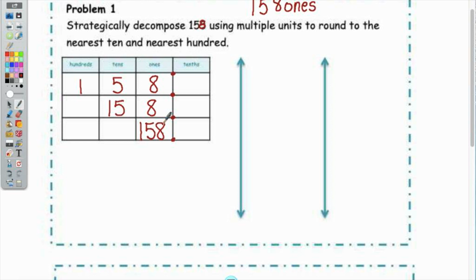Okay. Remember when we were doing unit form and we would rather write 158 ones? Yeah.